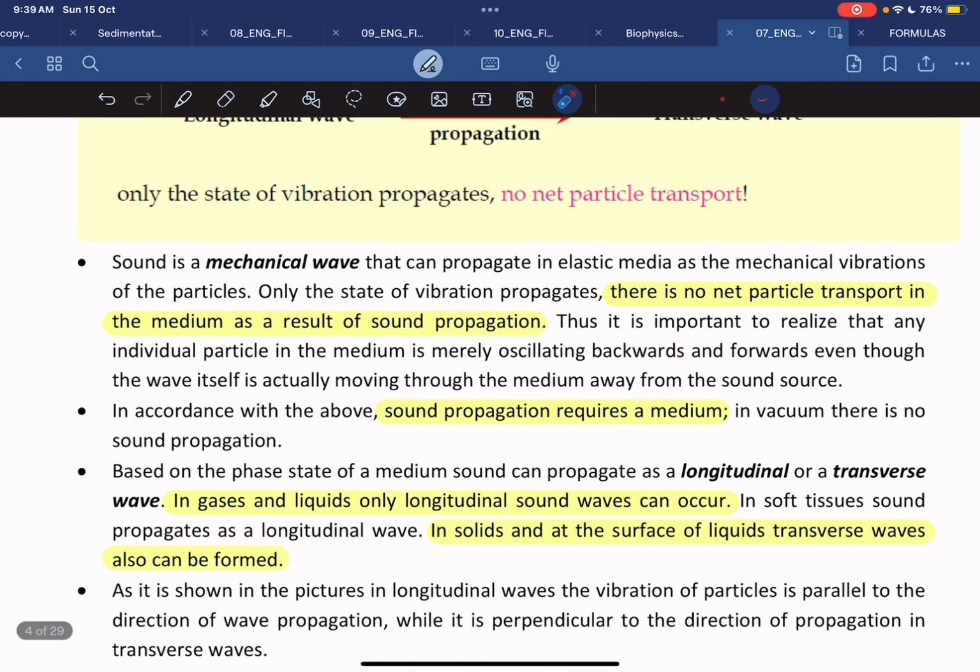Then sound propagation requires the medium, of course. So we need particles to oscillate back and forth. So if there are no particles, what's going to oscillate? That's why in vacuum there is no sound. That's why in space there is no sound.